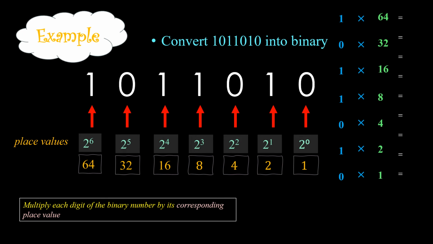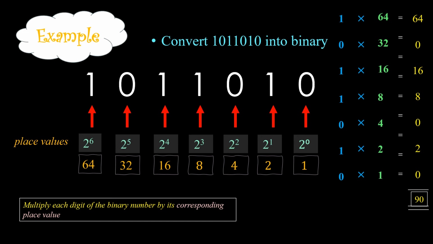Alright, 1 multiplied by 64 is 64, 0 multiplied by 32 is 0, and 1 multiplied by 16 is 16, 1 multiplied by 8 is 8, 0 multiplied by 4 is 0, 1 multiplied by 2 is 2, and 0 multiplied by 1 is 0. And now you have to get the sum, and that is the answer. Alright, when you get the sum, you get 90 for this.